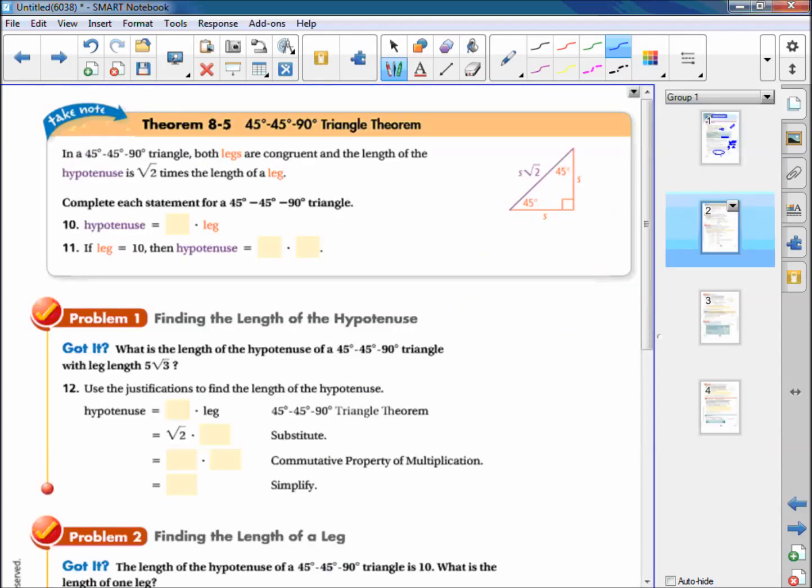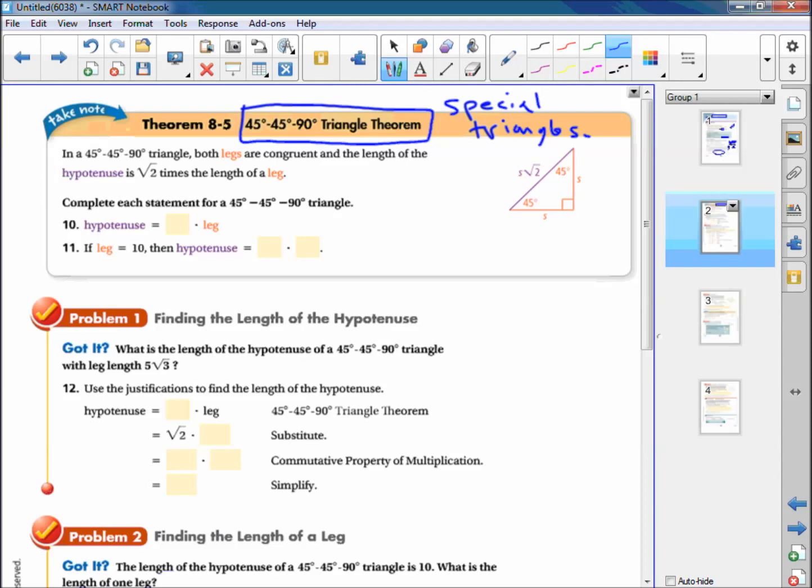Theorem 8-5, the 45-45-90 degree triangle theorem. This is one of our two special triangles. We're going to memorize these ratios for these special triangles, and you'll have to be able to use them in class to get exact answers. The reason why we do this is you'll see these special angles, 45, 30, 60, and 90, show up over and over again throughout your math career. So they're really worth learning now.